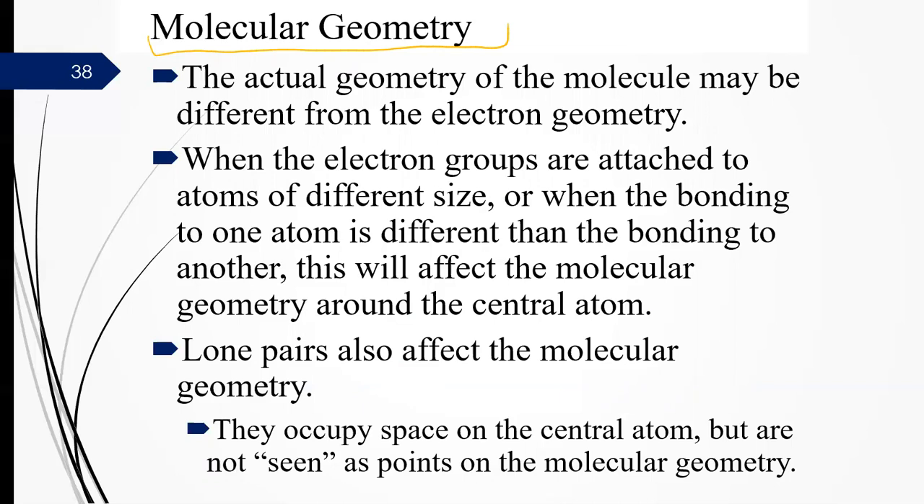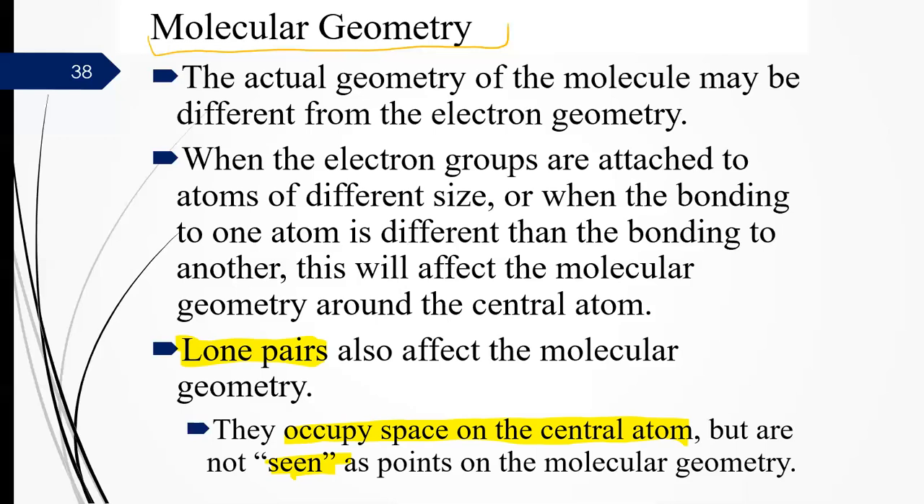So the molecular geometry can be different because when electron groups are attached to atoms of different size or bonded to one atom, they can be different in how they impact the molecular geometry. The biggest one that we're going to be worried about for our class is lone pairs. Lone pairs really impact our molecular geometry because they occupy space on that central atom, but they're not really seen when we're doing the naming.